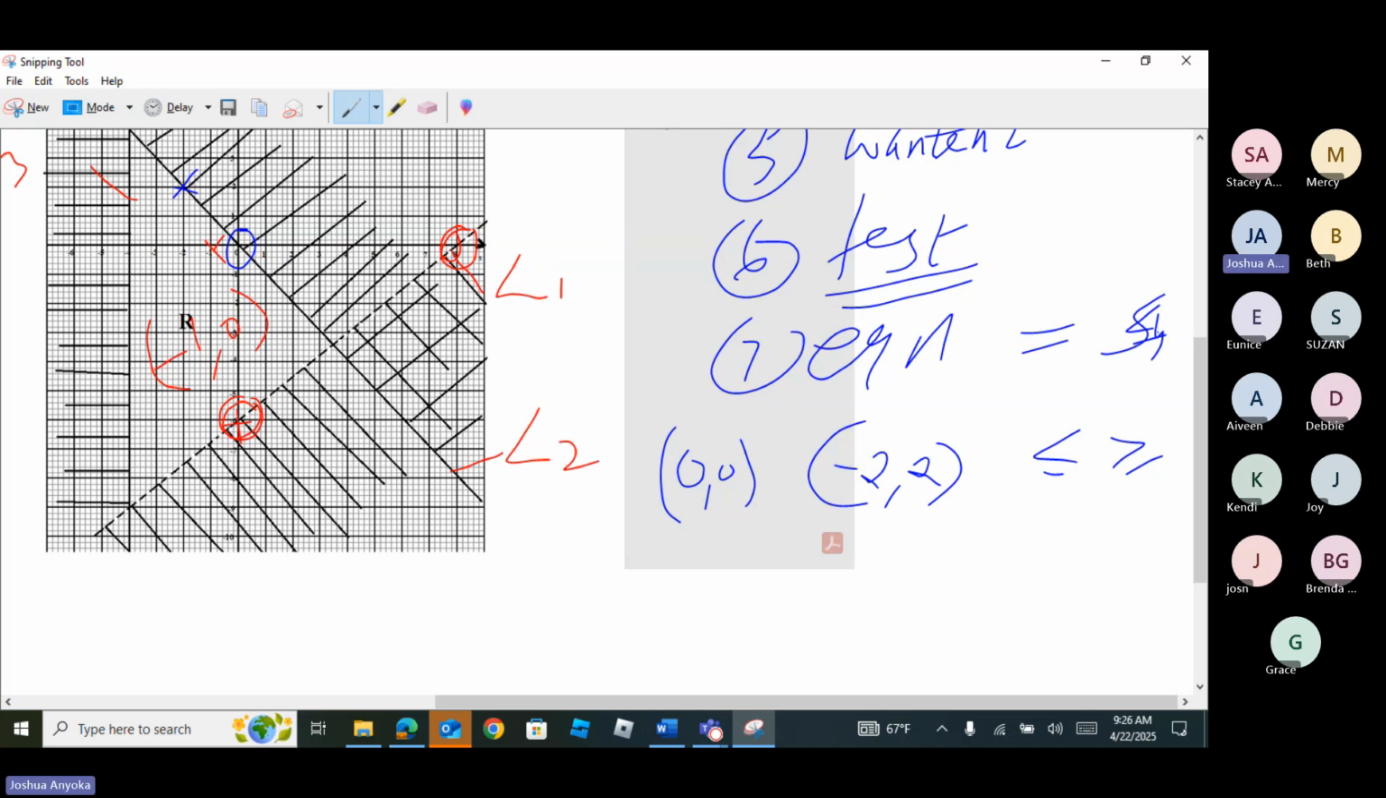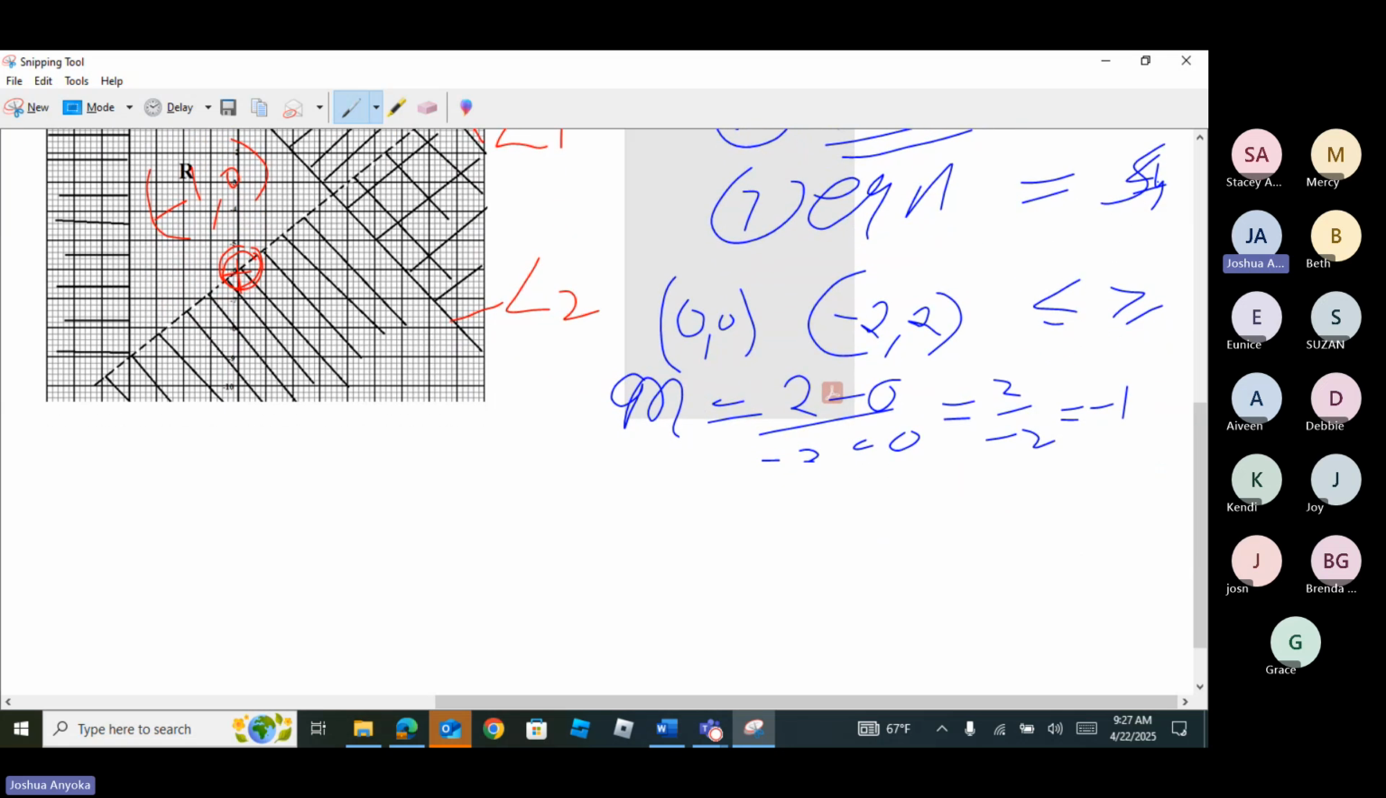Line 2 is passing through 0, 0. It is passing also through negative 2, 2. It is also continuous, so we are going to test for less than or equals to, greater than or equals to. So what is the gradient? Gradient is equals to change in y, 2 minus 0 over negative 2 minus 0. This gives us 2 over negative 2, which is equals to negative 1. That is the gradient.